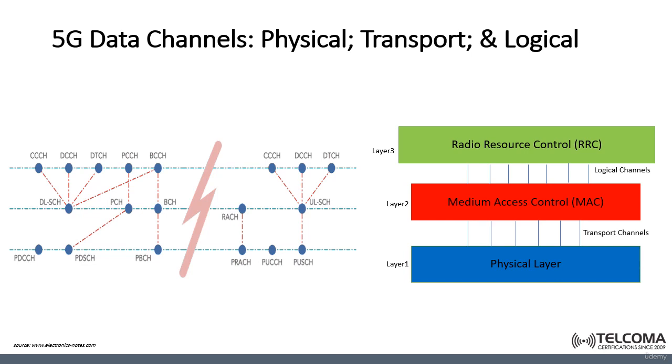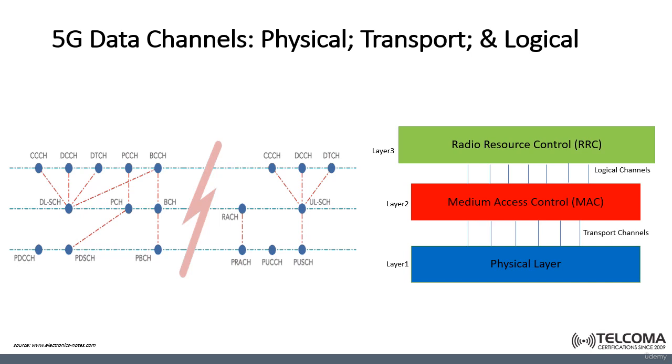On the other side, the control plane of the 5G new radio layers will be almost identical to the LTE. So besides the main functions that each layer is performing, we can see also that the physical layer is offering transport channels to the MAC sublayer, and on the other hand, the MAC sublayer is offering logical channels to the RLC sublayer.